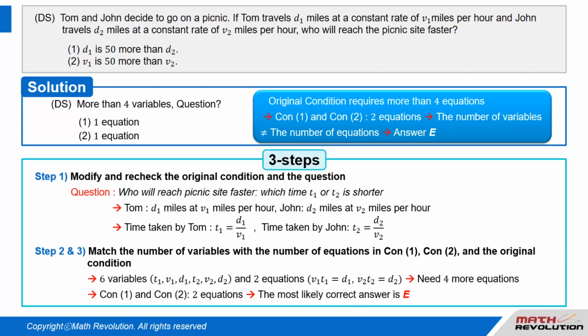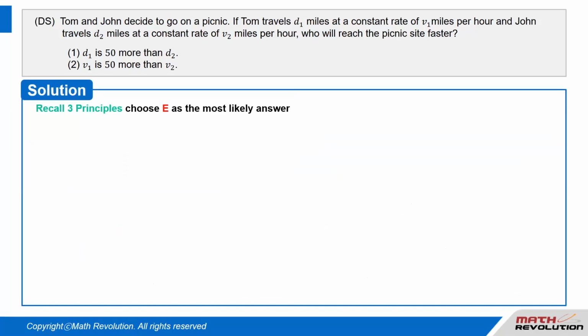No one likes to see physics questions on a math exam. However, remember the variable approach will protect you. Recall 3 principles and choose E as the most likely answer. Let's take a look at both conditions together.